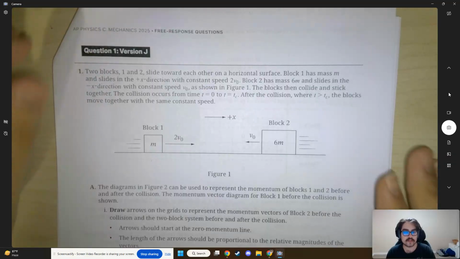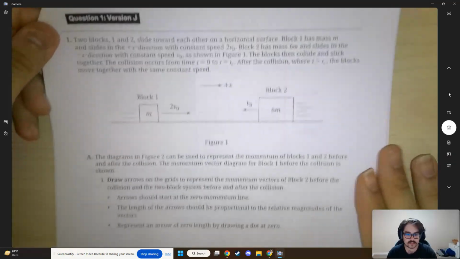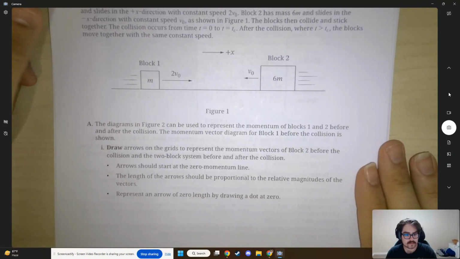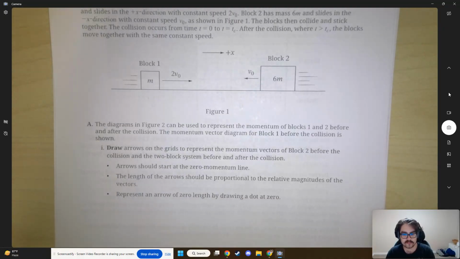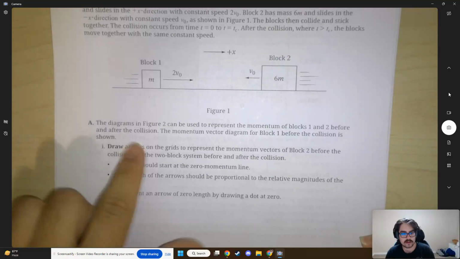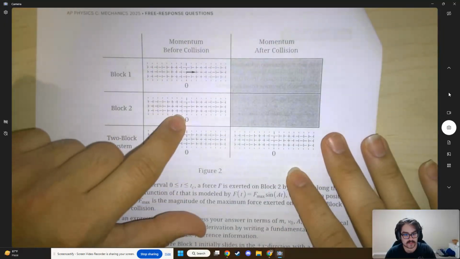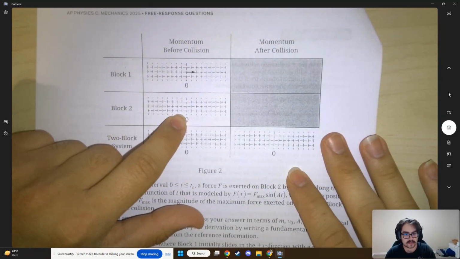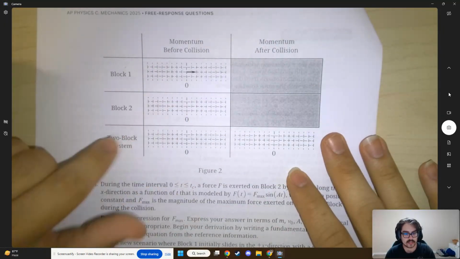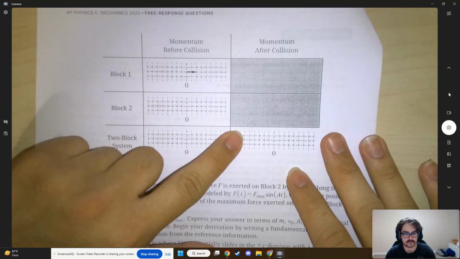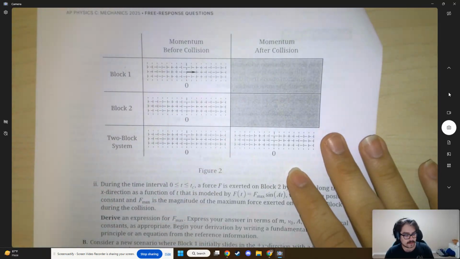Well, we can figure that because they stick together, right? It makes sense that they move at the same speed. Diagrams in figure 2 can be used to represent the momentum of the blocks before and after the collision. The momentum vector for block 1 is already shown. Draw arrows on the grids to represent the momentum vectors. So it wants you to draw the momentum vector for block 2 before the collision, and then the two-block system before and after the collision.